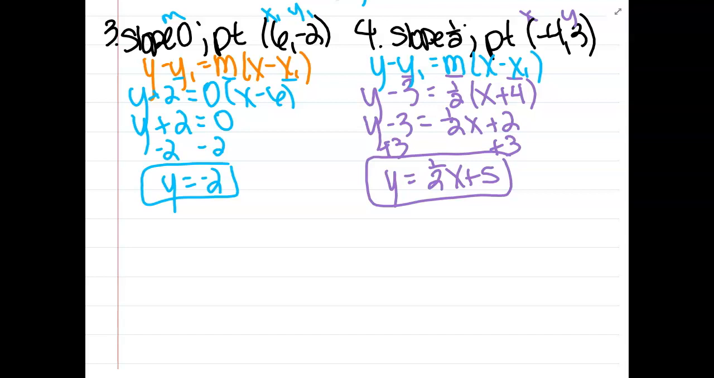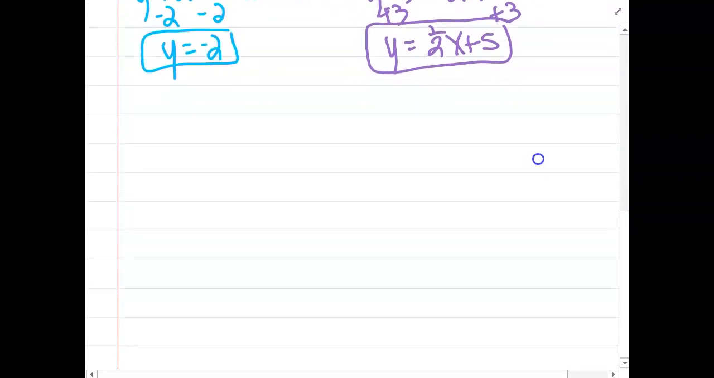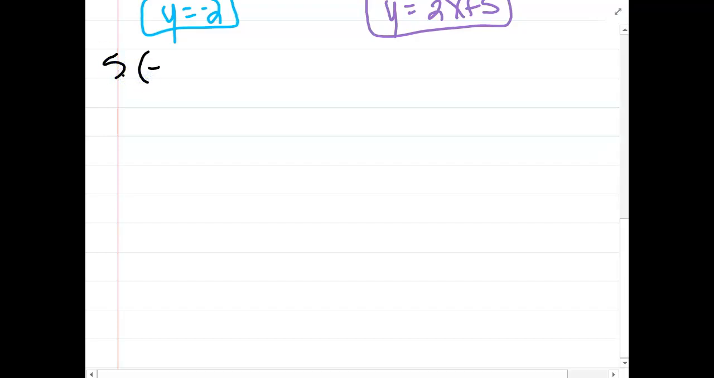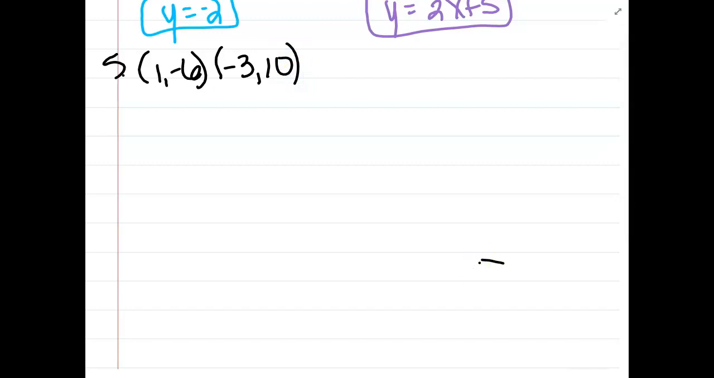All right, let's take it one step further. Let's try number 5. Let's do positive 1, comma, negative 6, and negative 3, comma, 10. So (1, -6) and (-3, 10).